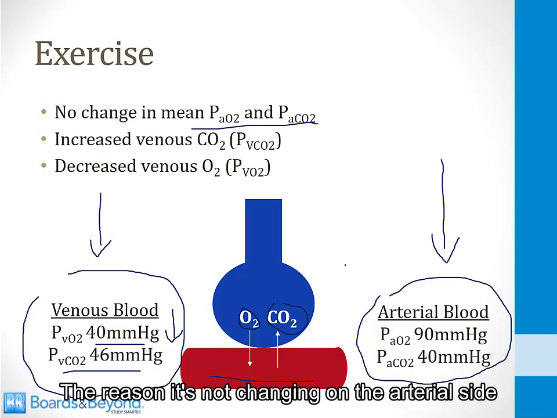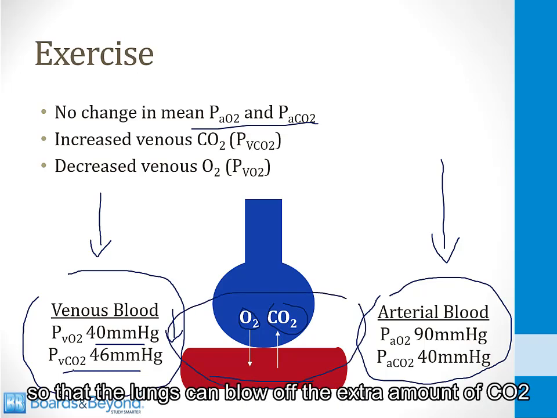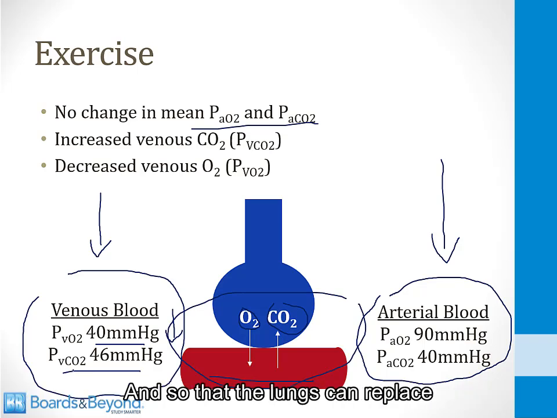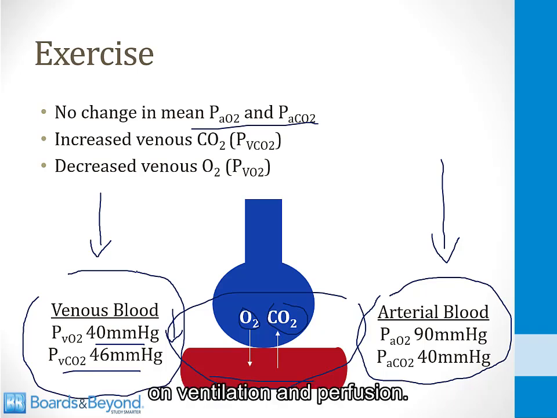The reason it's not changing on the arterial side is because ventilation and perfusion are increasing so that the lungs can blow off the extra amount of CO2 being produced by exercise, and so that the lungs can replace the extra oxygen being used up during exercise. And that concludes our video on ventilation and perfusion.